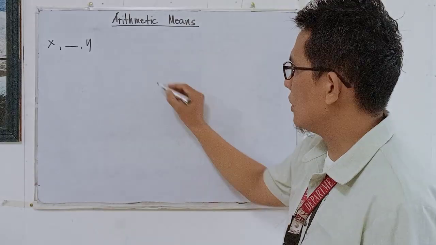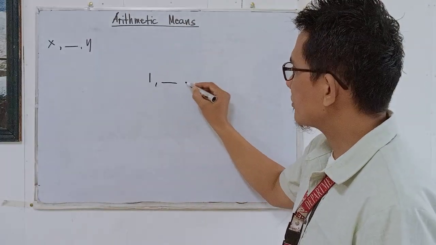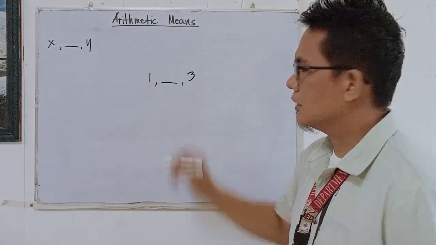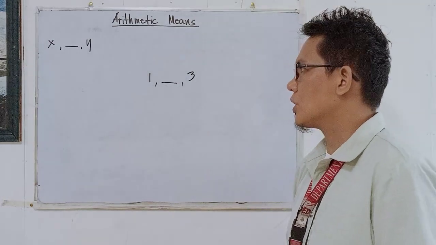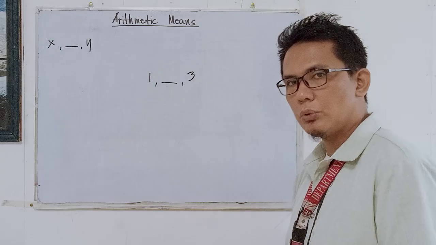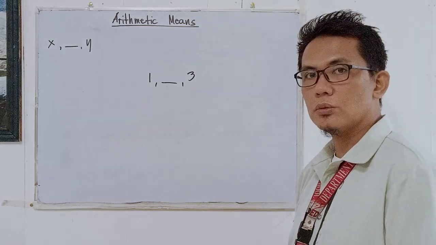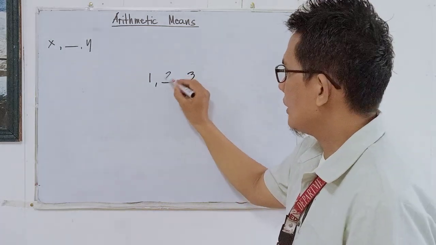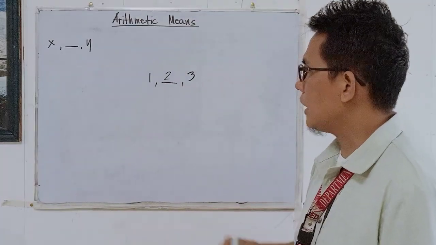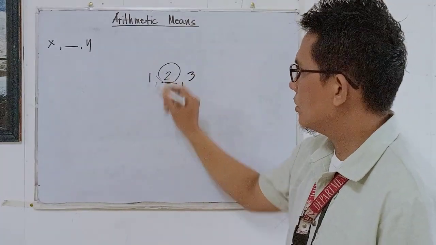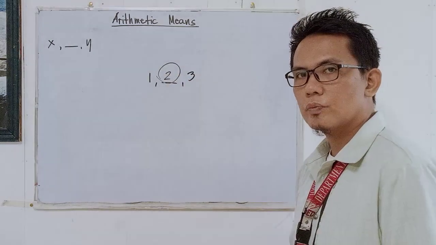So say for example, if we have 1, blank, 3. Now if you're asked to insert an arithmetic mean between 1 and 3, that is obviously 2. Okay? And the sequence formed there is 1, 2, 3. But the question here is, how did we get 2?